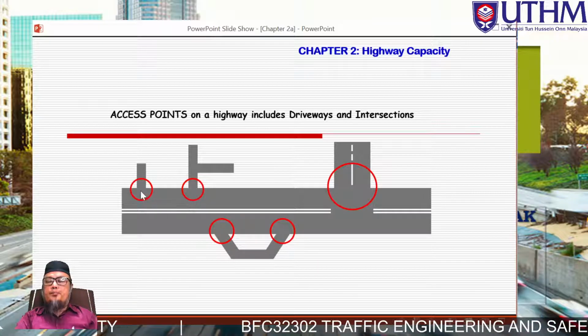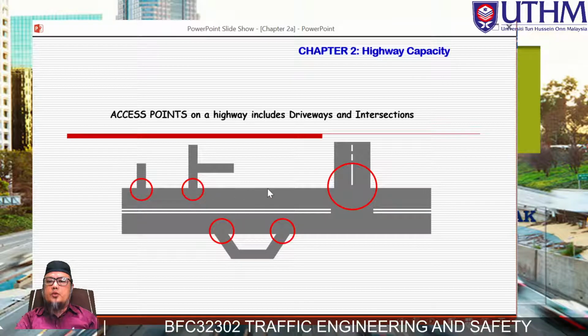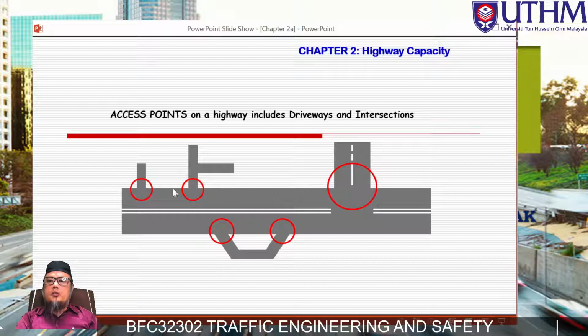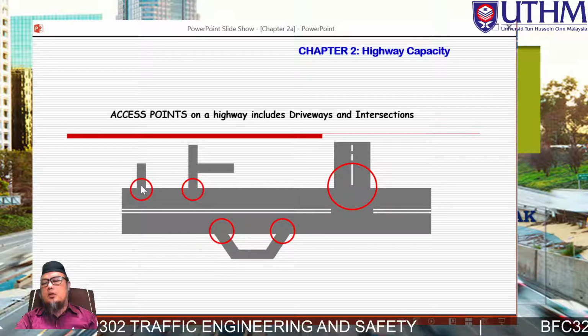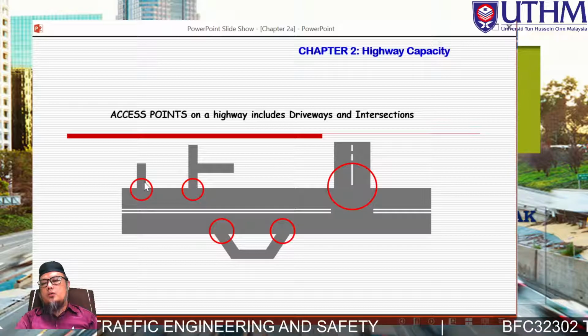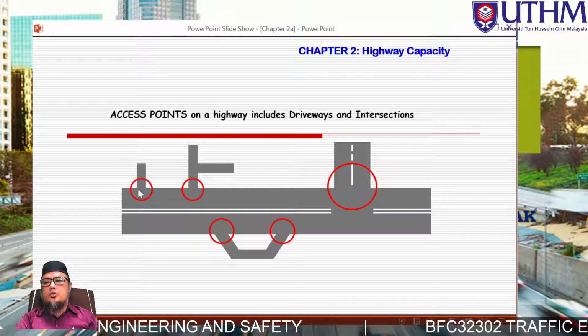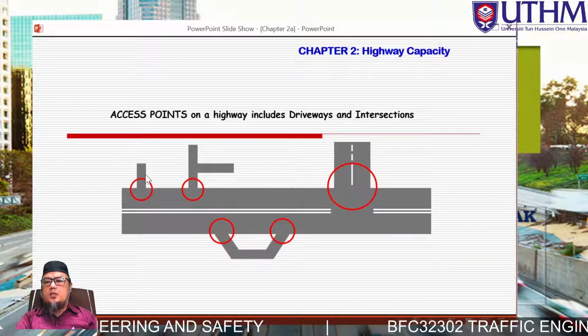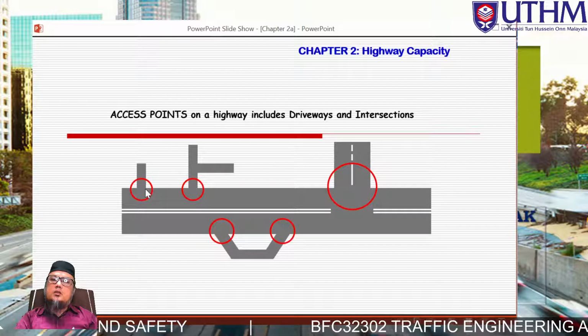Okay, note that for each kilometer we have to calculate the number of access points, which means within 1 kilometer we consider how many access points there are. But for access points, we concentrate only on active access points. An access road that doesn't have any activities, sometimes they close, so that particular access will not be counted.